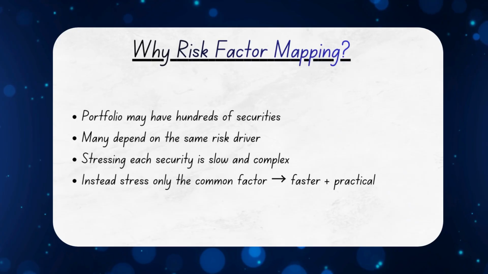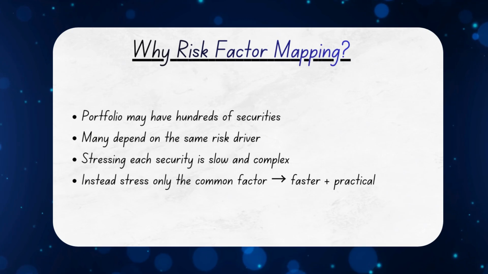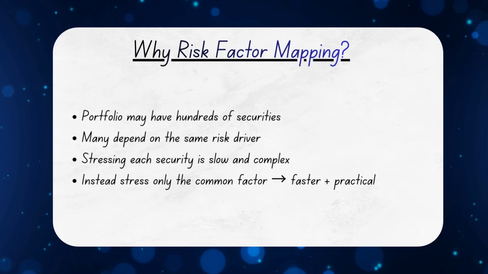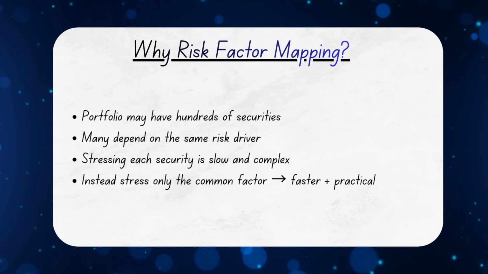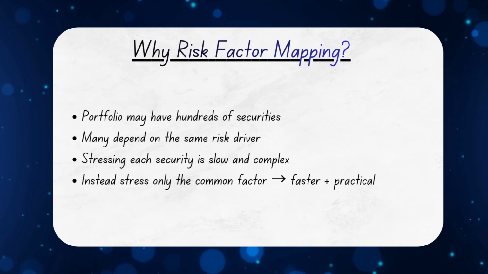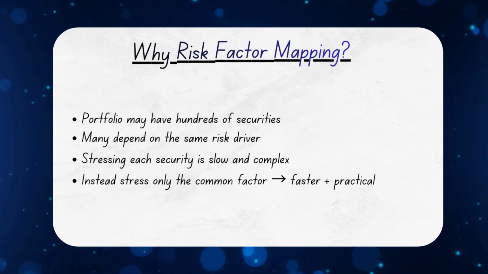Now imagine you have hundreds of securities in a portfolio. Pricing each one separately during stress would take forever. But many securities depend on the same risk factor. For example, most bonds depend mainly on interest rates. So instead of stressing every bond individually, we just stress the common driver, the interest rate. This idea is called risk factor mapping, and it makes the whole process much faster and practical.